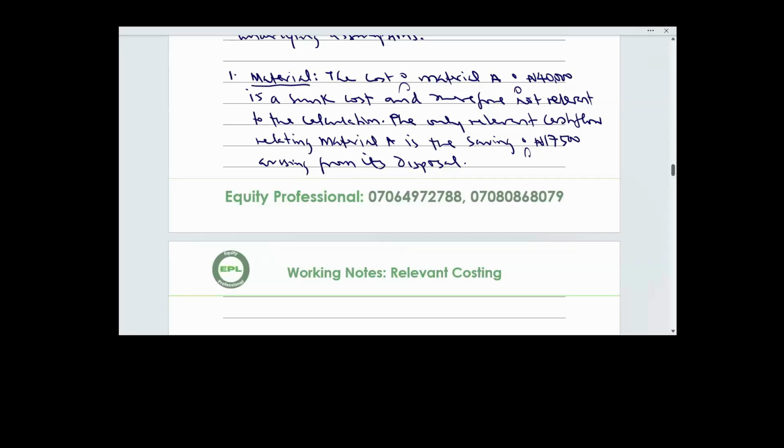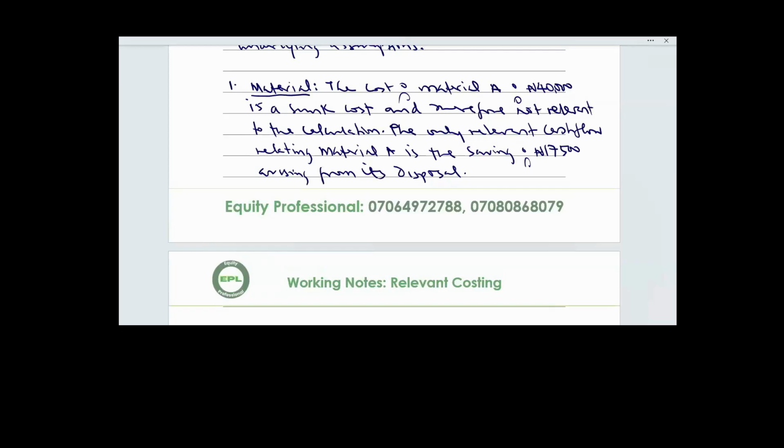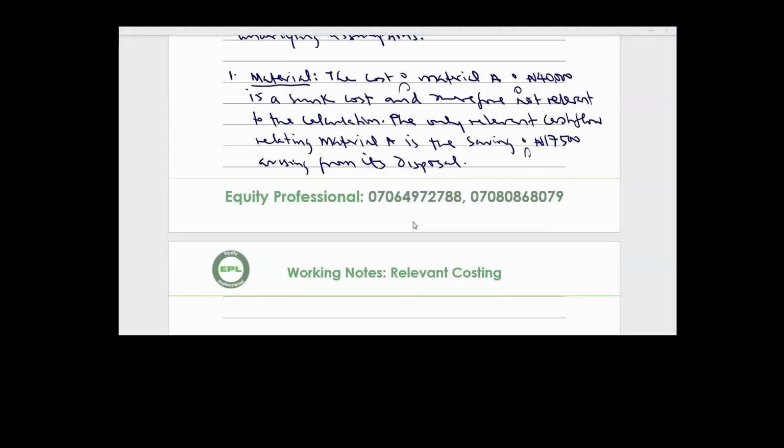If you like, you can comment on material B, because in the question the examiner has told you that material B would have to be ordered at the cost shown above. That's the only figure you have in the question, and that's what you have used. So there's no point commenting on material B. If you comment on it, no issue. But if you ignore it, no issue. All right, I won't comment anything on material B.